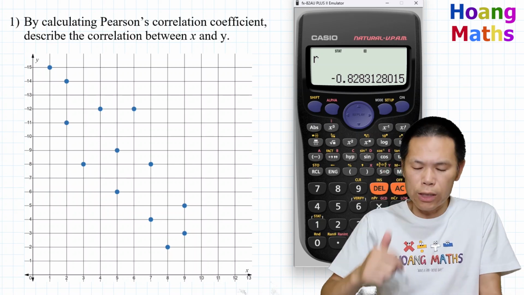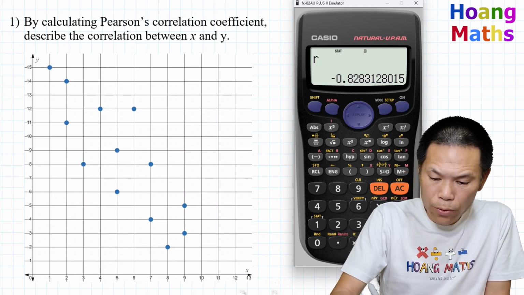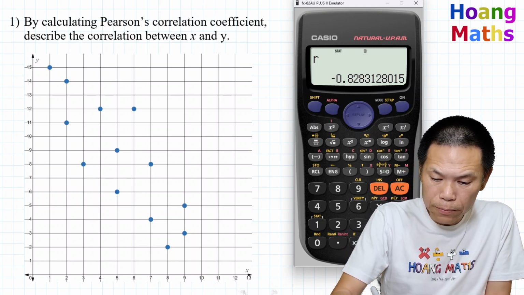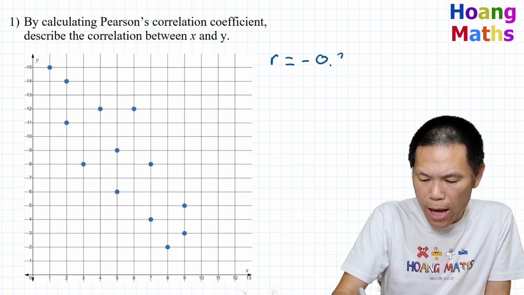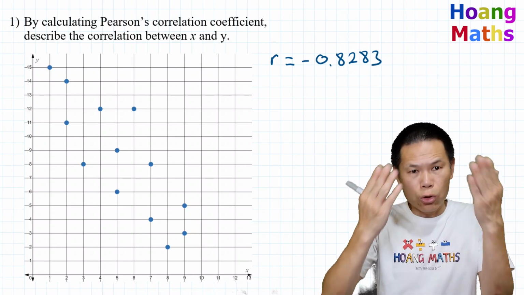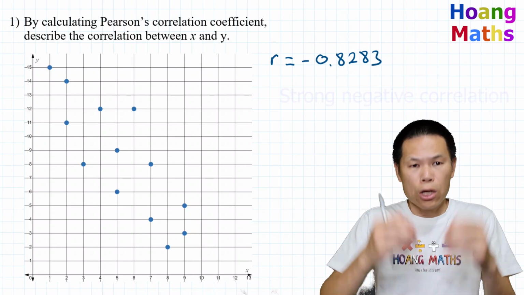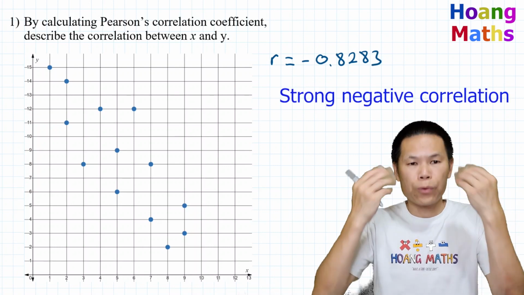Okay, so let me just write this down. So therefore, r is equal to negative 0.8283. So therefore, it's described as strong negative correlation.